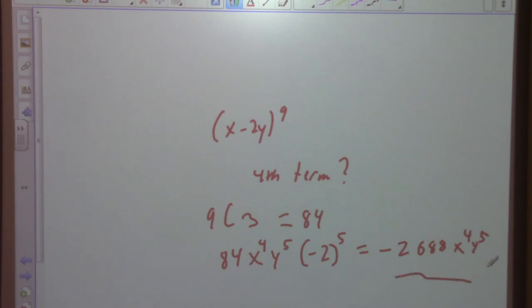Why did you put y to the 5th? Because if you have x to the 4th, you're going to have y to the 5th. Well, I thought your y to the 5th was a negative 2. Well, no, because remember, it's negative 2y, so you have to take this whole thing to the fifth. And so that's going to be negative 2 to the fifth times y to the fifth. So you combine this number with this here to get negative 2,688, but you keep the y to the fifth.